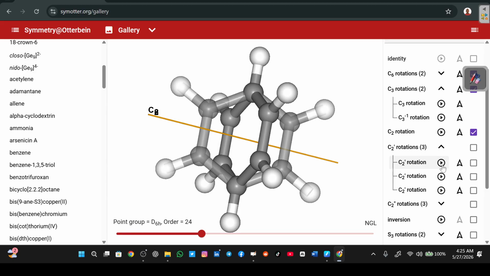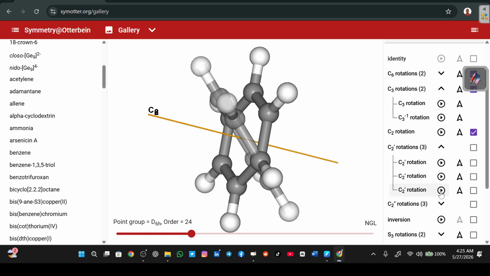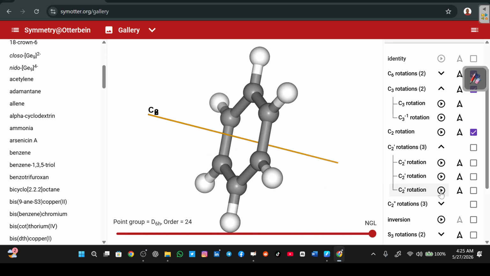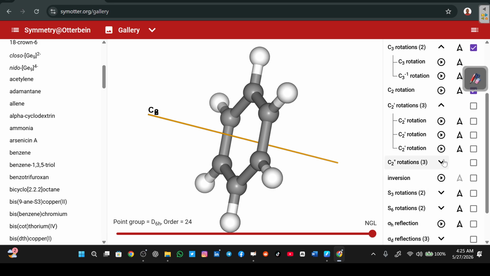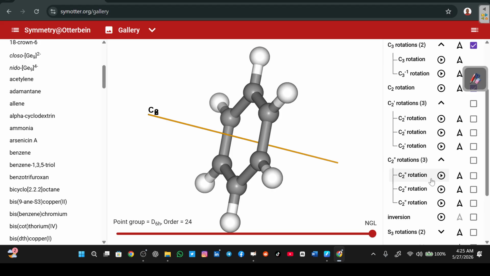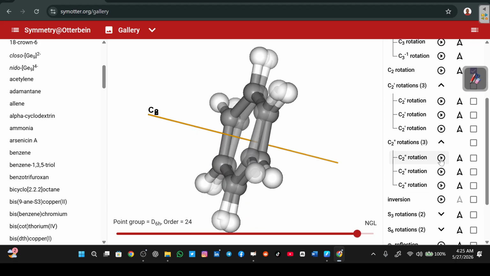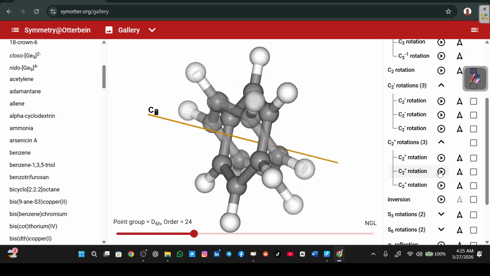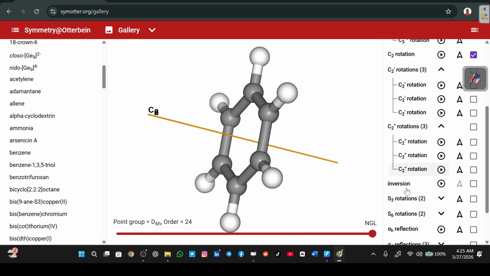The first C2 is that. That's the first C2. The second C2 is that. The third C2 is that. So that's how we perform that. We can see another C2 double prime that way, and also that way.